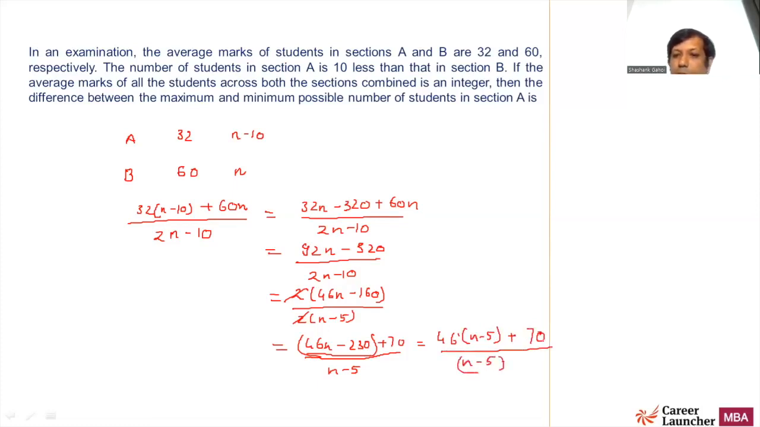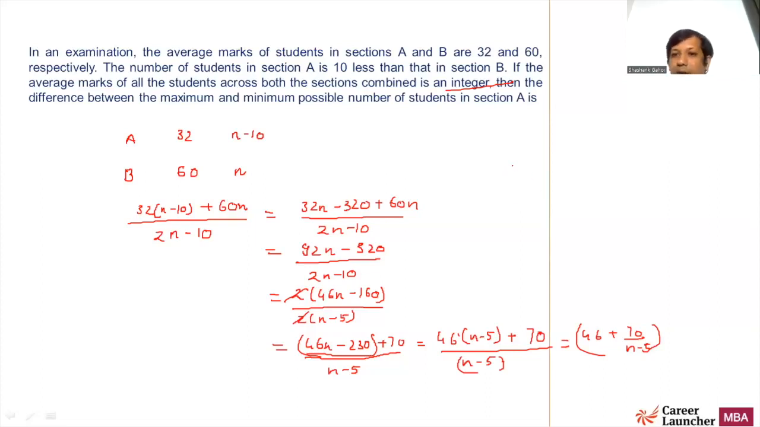Now I'm going to write both the terms separately. One term is going to be 46, second term is going to be 70 upon n minus 5. Now the question is saying this is the average, and this average is an integer. It is saying that average marks of all the students in both the sections combined is an integer. And this is what I'm getting as an average, and this value should be an integer. It means n minus 5 should be a factor of 70.